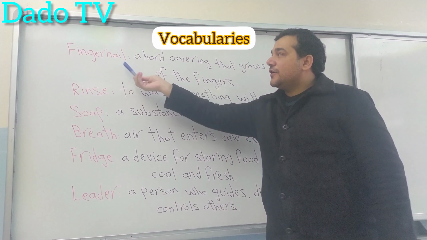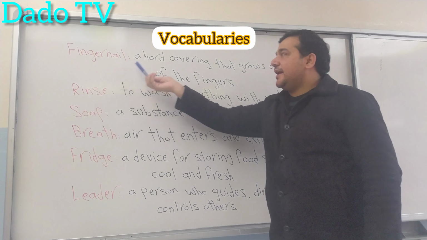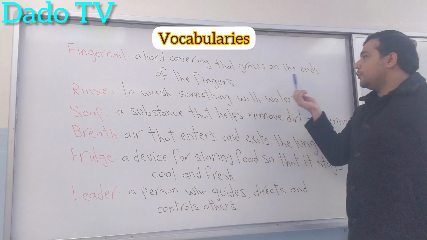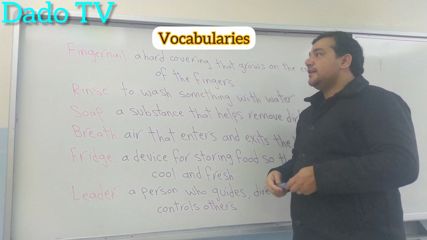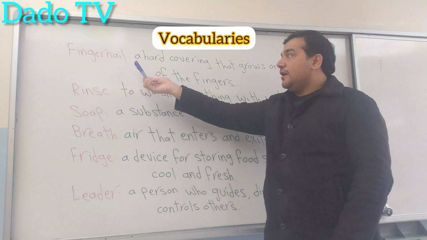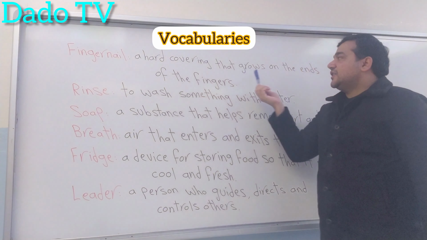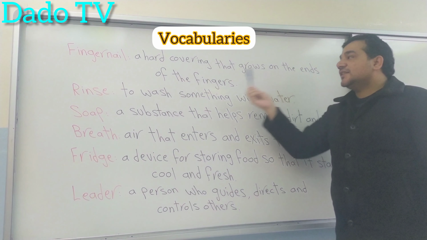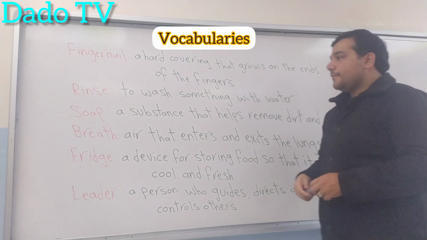And also we have fingernail. What do we mean by fingernail? A hard covering that grows on the ends of the fingers. Again, what do we mean by fingernail? We mean a hard covering that grows where? On the ends of the fingers.